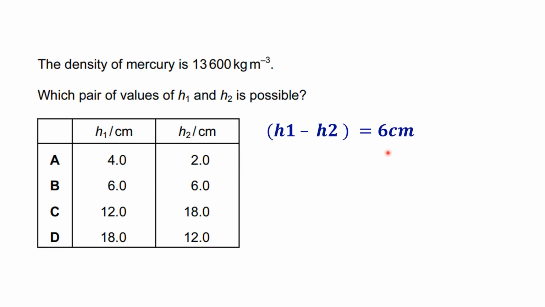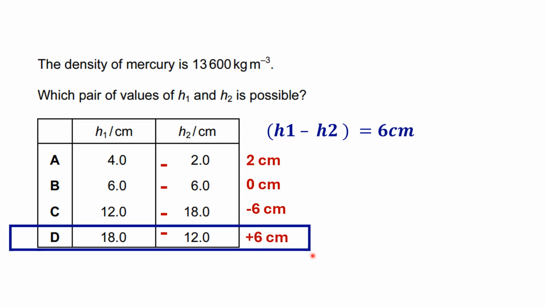Now that we have this expression, this is a very easy one. We are just going to subtract H1 minus H2. So 4 minus 2 is 2 centimeters. 6 minus 6 is 0. 12 minus 18 is negative 6 centimeters. And 18 minus 12 is 6 centimeters. So the correct answer is D.